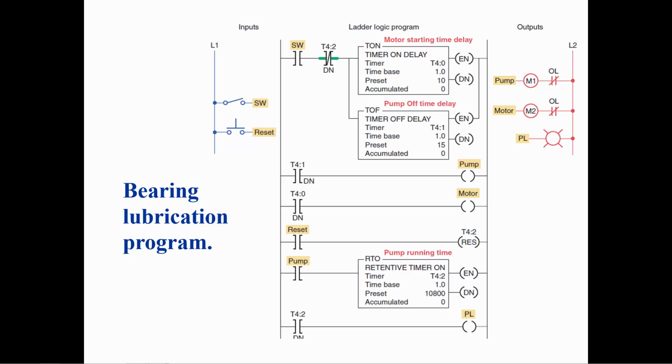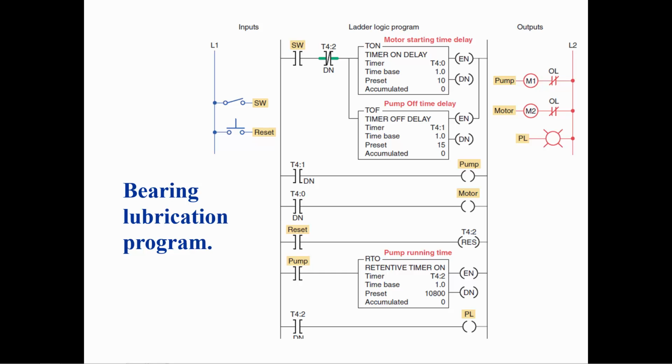This bearing lubrication program requires 3 different types of timers. For this application, there are 3 outputs: the pump M1, a motor M2, and a pilot light PL. There are only 2 inputs, the reset button and a switch SW. To understand the program, let's start with the output.